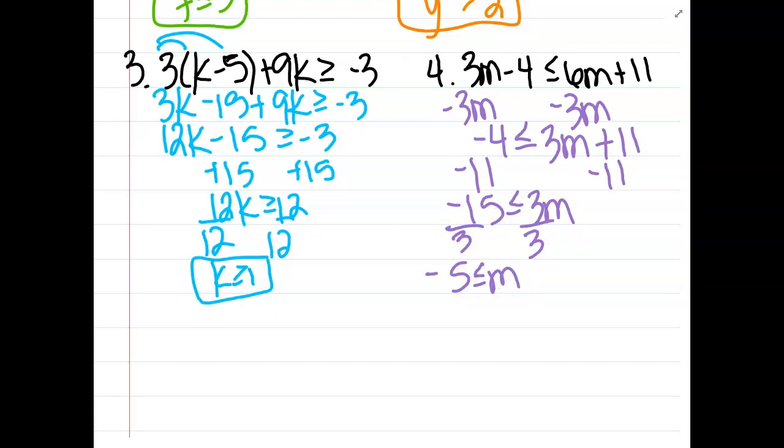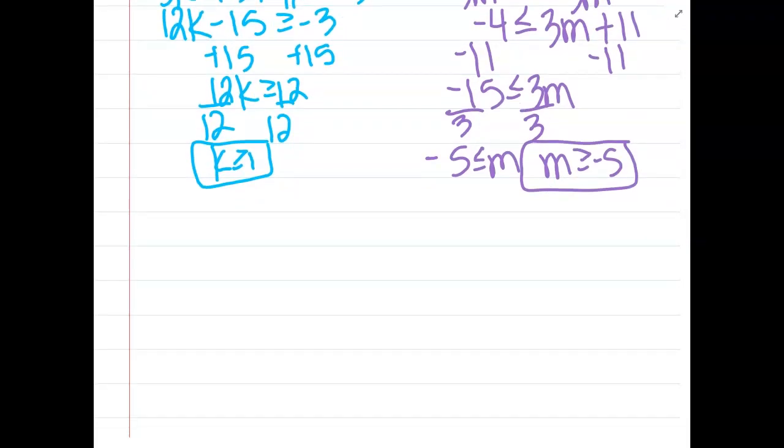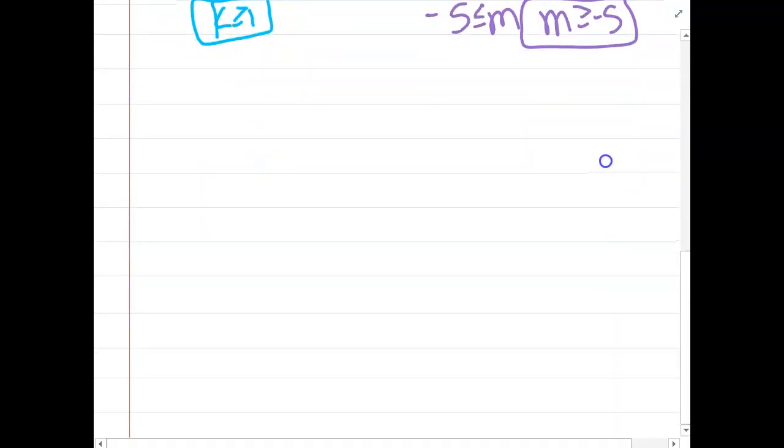And once again, best practice, just to get in the good habit of doing this, in case we do need to graph it, or if I maybe just said, hey, what's a solution? It's much easier to do that whenever you write the variable first, say m is greater than or equal to negative 5. It's easier to think about numbers that are greater than or equal to negative 5 rather than thinking, well, negative 5 is less than or equal to all of these numbers. That's kind of confusing to me.